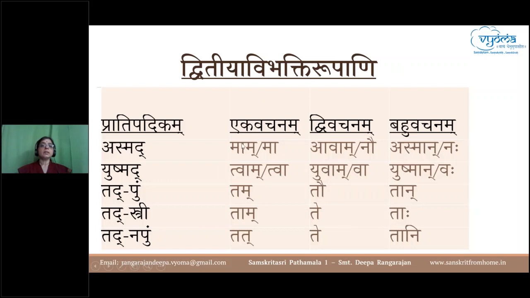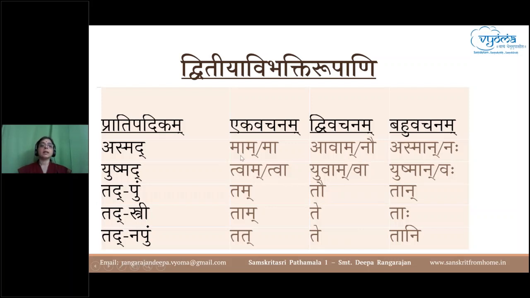Then we have the Sarvanama Shabdas. For Asmad Shabda, we saw Aham, Avam, Vayam is the Prathama Vibhakti. In Dvitiya, there are two forms. You should know both the forms because in some places they would have used the first form and in some the other form. So you should be able to recognize it.